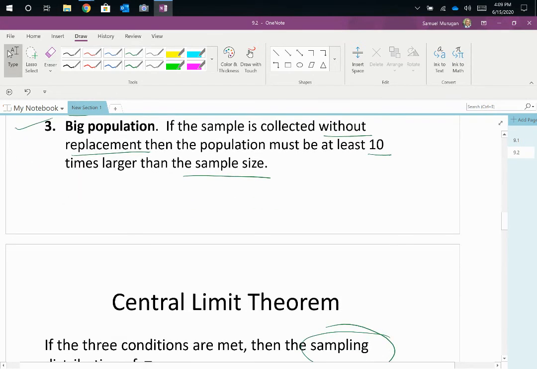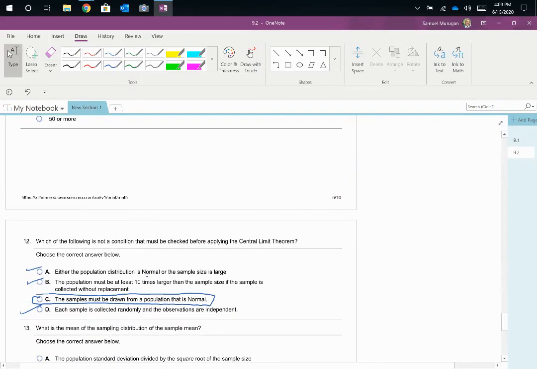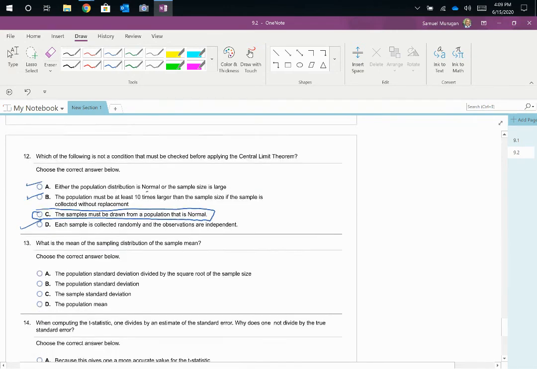Okay? Now, all I did was select, it has nothing to do with the population not being normal. The distribution has to be normal. Okay?